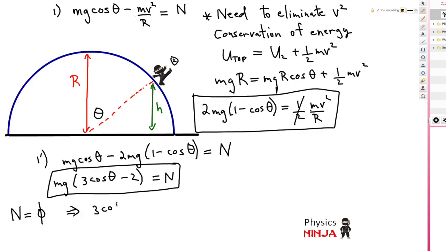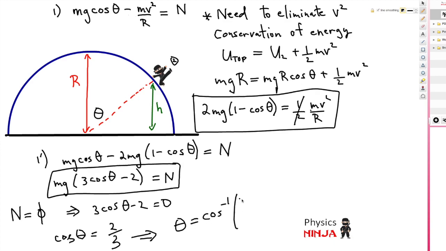3 cos theta minus 2 equals 0, or cos theta equals 2/3. And lastly, we get an expression for the angle theta. If you solve this, theta equals cos inverse of 2/3. We substitute that in a calculator, and you get approximately 48 degrees is the angle at which he leaves the surface, or the normal force equals 0.